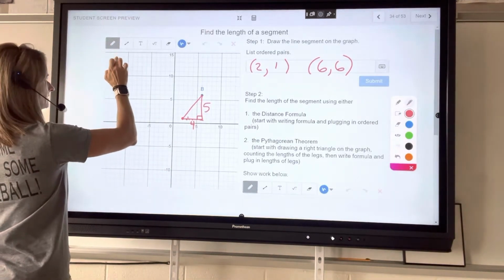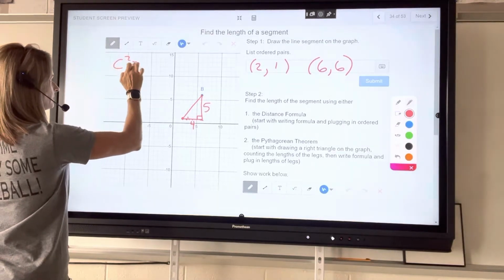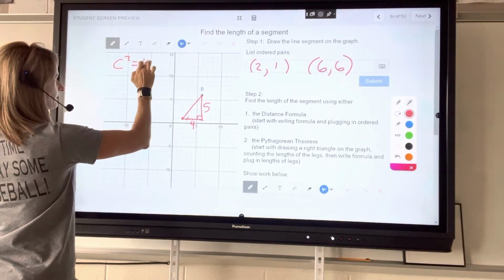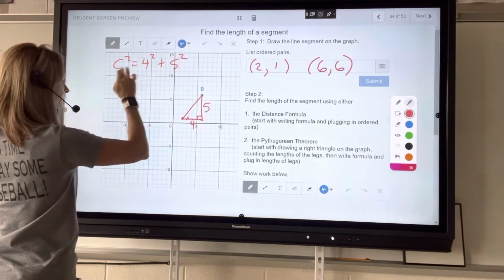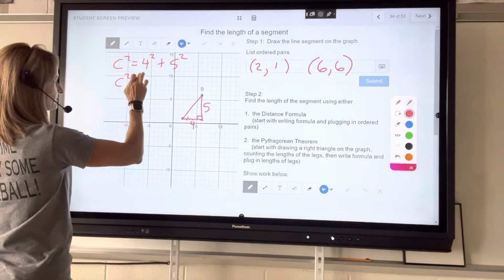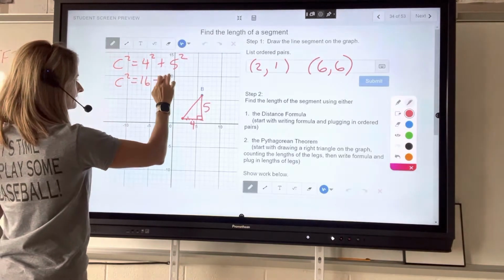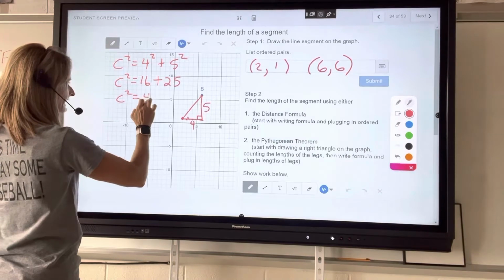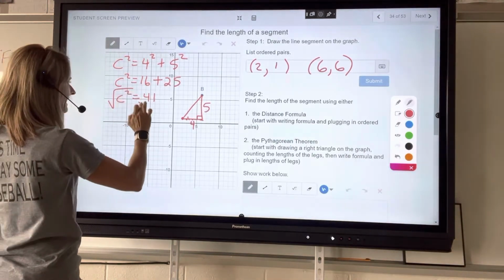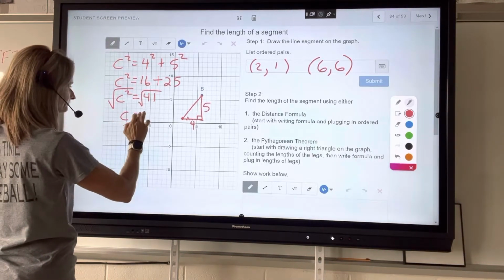So we have c squared equals a squared plus b squared. And our a's and b's, I'm going to plug in 4 and 5. C squared equals 16 plus 25, that's 41. And for now, we can leave that as the square root of 41.